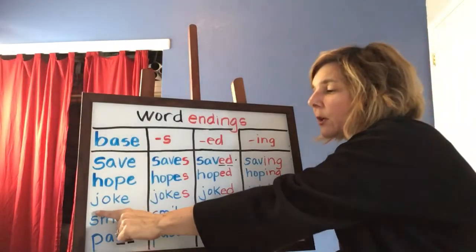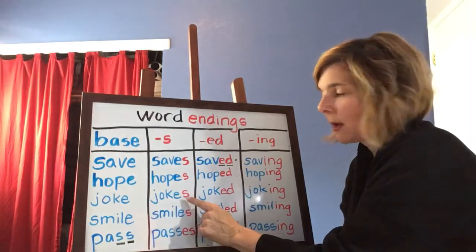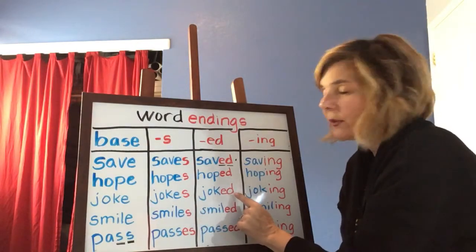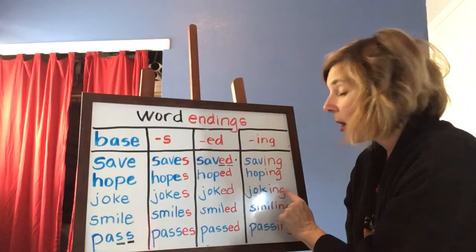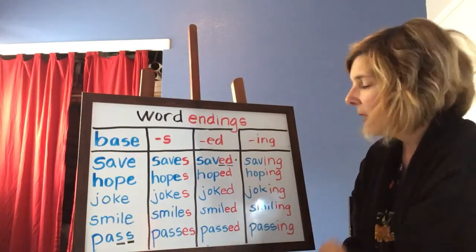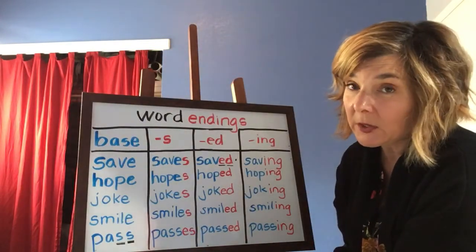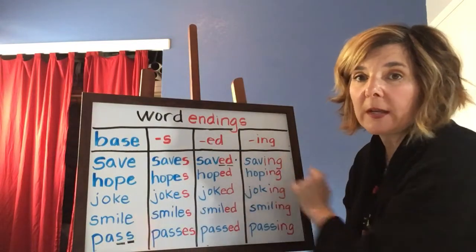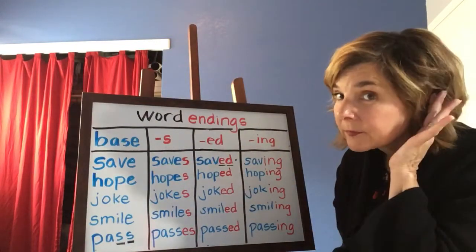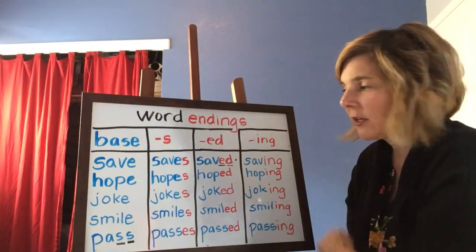Let's go to the next one. Joke. He jokes with his friend. It's happening now. He joked with his friend. It already happened. He is joking around right now. Now remember, which word ending drops the silent E? Can you tell me? Was it the S or the ED or the ING? It was the ING. I dropped the E to add the ING.